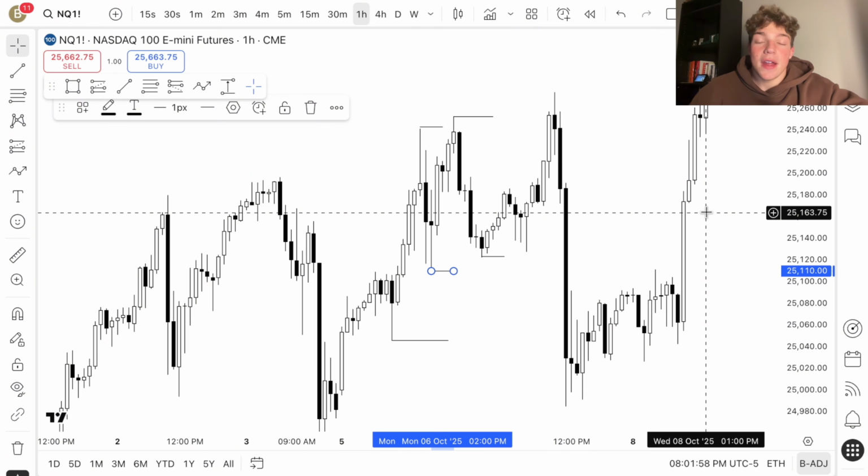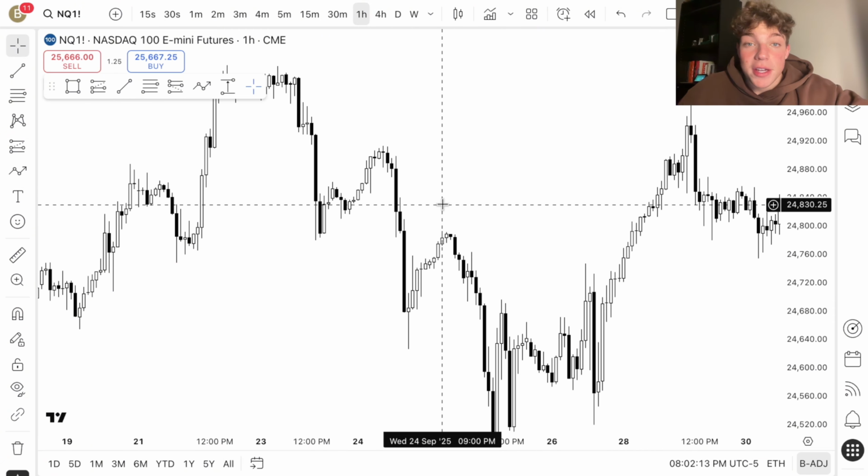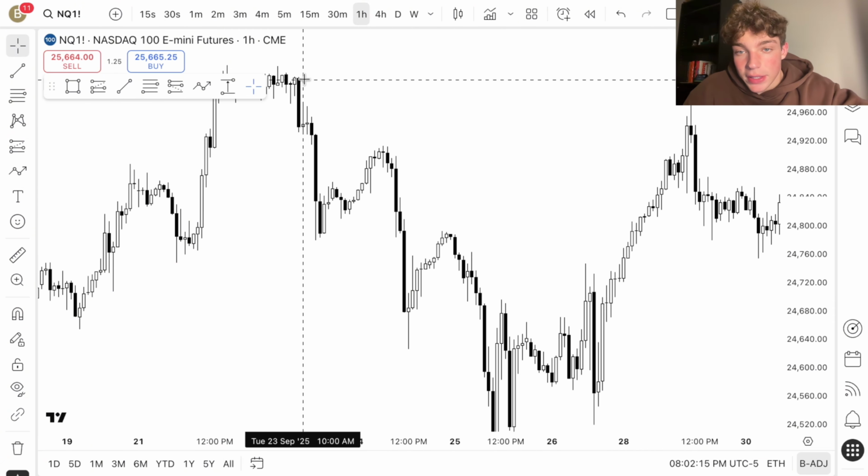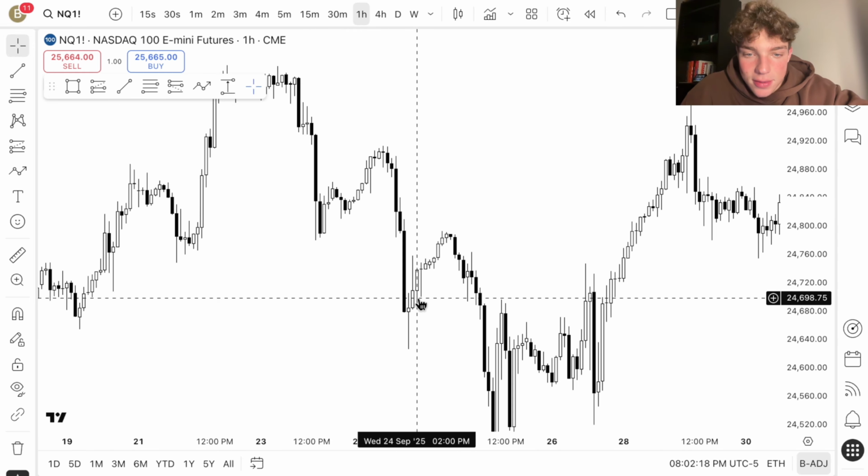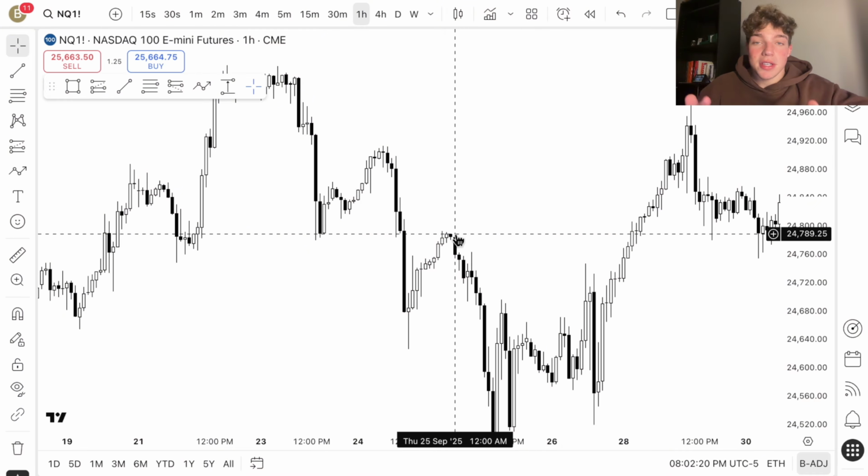Pretty simple stuff. Now let's find an example of a downtrend. This area of price right here is a clear example of a downtrend. We are clearly making lower lows, lower highs, lower lows, lower highs, and the market is just generally trending down.